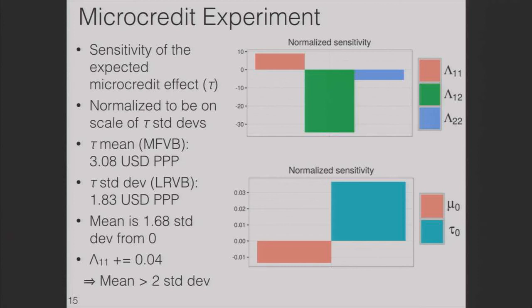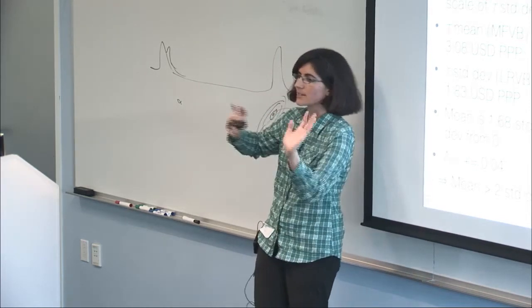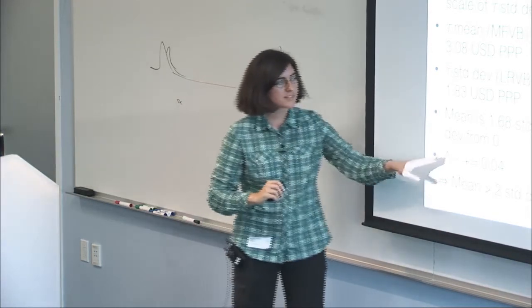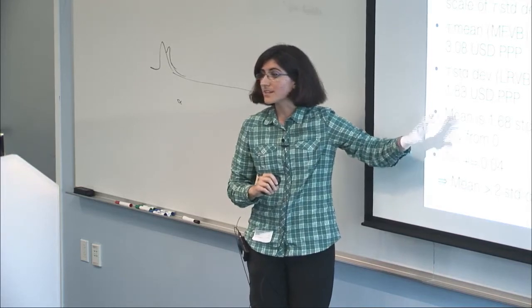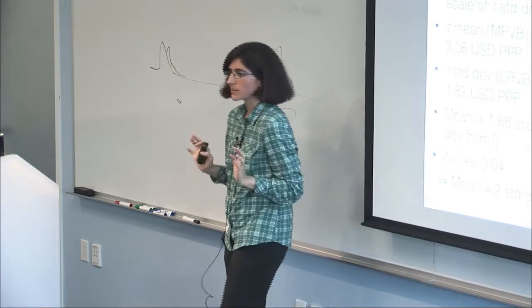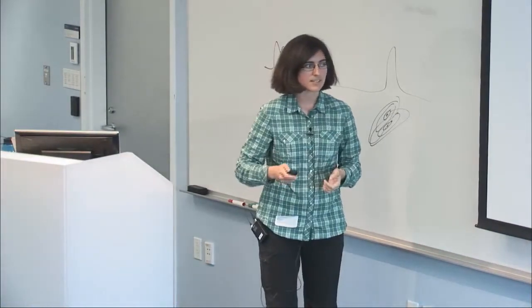Maybe we started our analysis, we found that the mean was more than 2 standard deviations from 0. We high-fived everybody, and we said, OK, we're going to fund microcredit. It's super awesome. And then we did this robustness analysis, and we found that for perfectly reasonable values of the hyperparameter, the mean is not more than 2 standard deviations from 0. And so we'd be more conservative. We'd go back. We'd get more data. We'd think about our covariates affecting this, things like that.